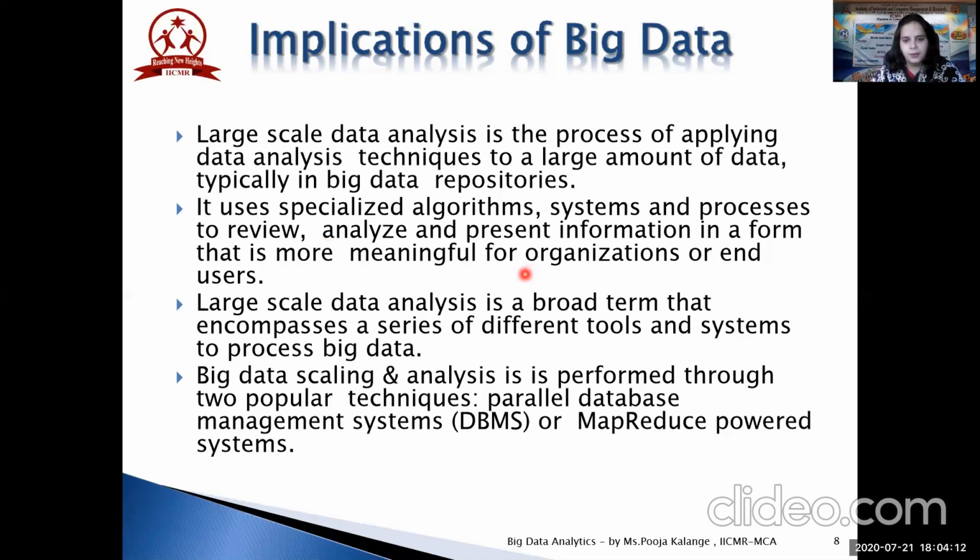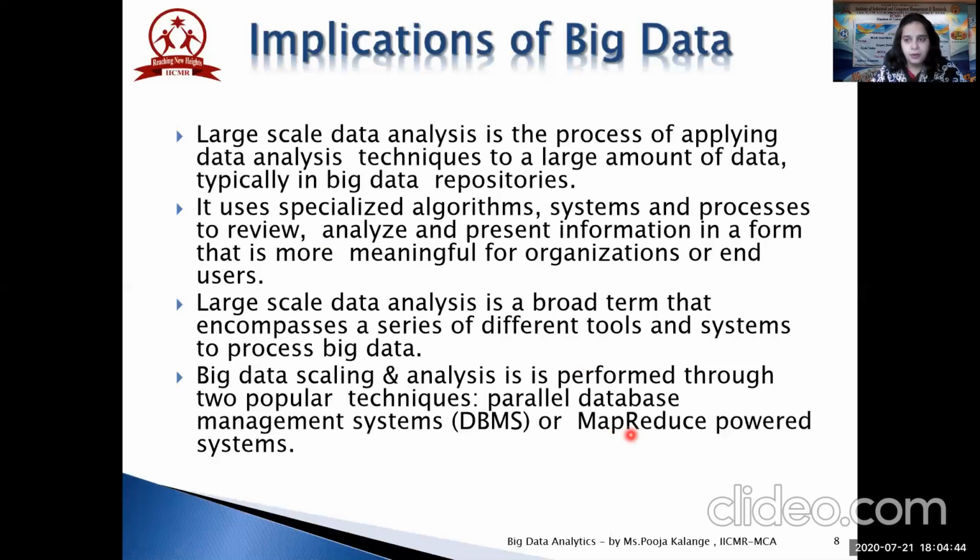In broad terms, when you're studying this subject, you're going to study the different tools, techniques and systems which are used to process big data. Now, how does this big data analytics work? It is basically done by two popular techniques: the parallel database management system, which you're already aware of from the DBMS part, and the MapReduce system, which is an important concept of the Hadoop system. The MapReduce part we will cover in the forthcoming chapters.